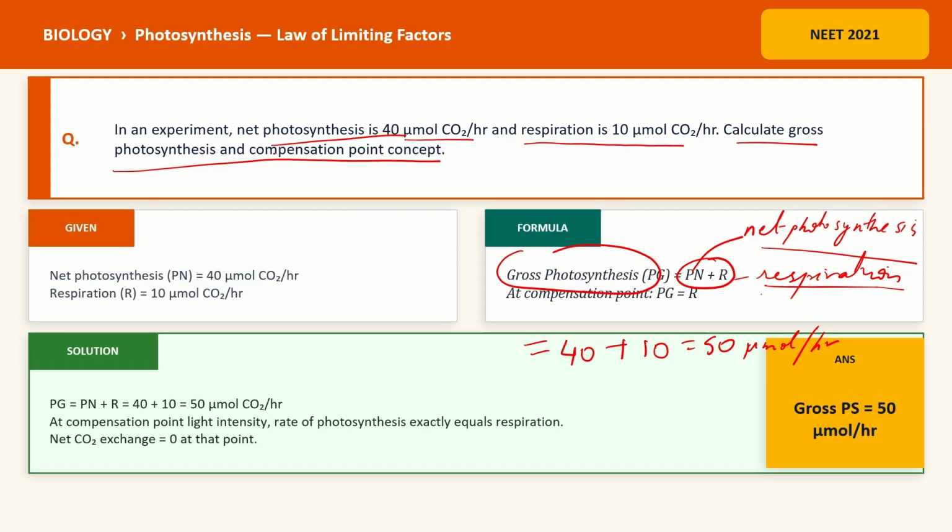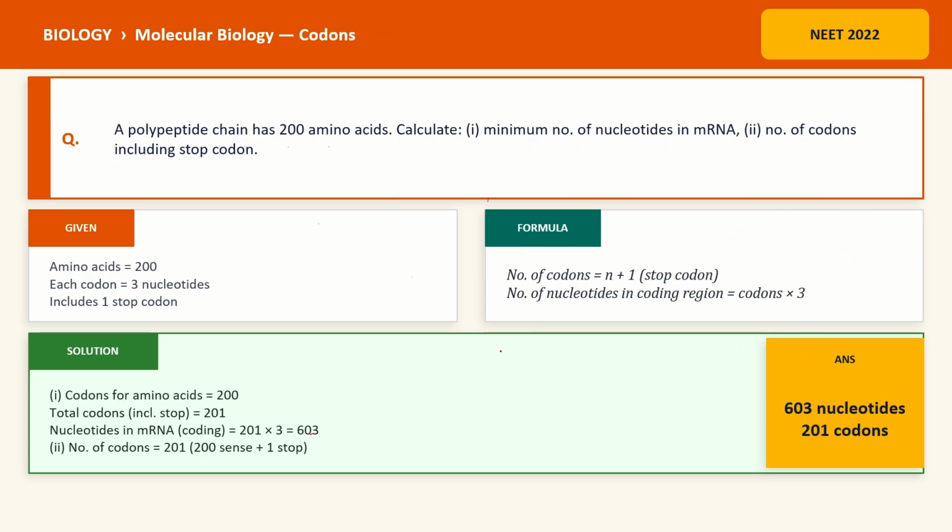And the compensation point concept, what does it mean? It means that at that light intensity the rate of photosynthesis equals the respiration. So the net carbon dioxide exchange will be zero at the compensation point. Please remember this. So now let's move ahead.